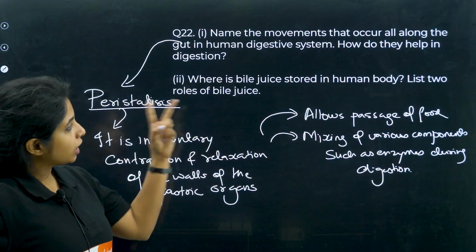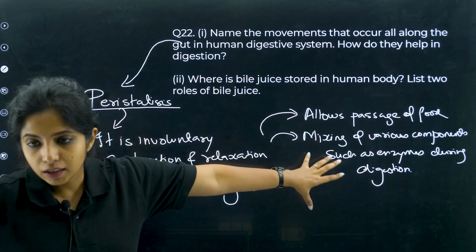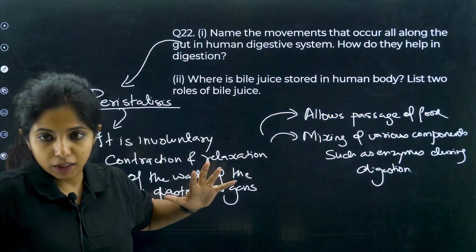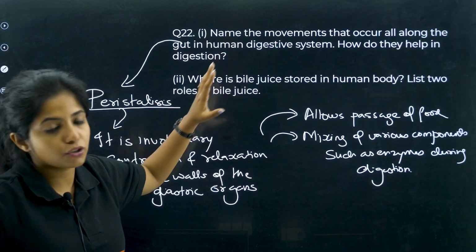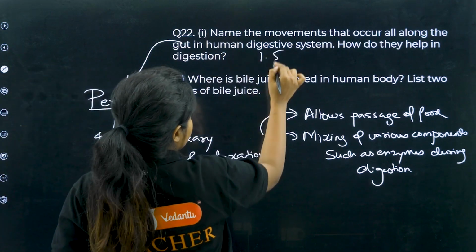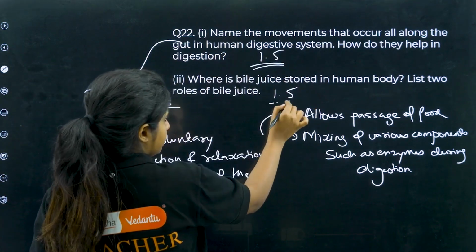Fine. Now second part of the question, will you be answering it completely? Yes, you can answer it completely. You can answer it for 1.5 marks. Assume that this is of 3 marks, 1.5 here, 1.5 here, and answer accordingly.